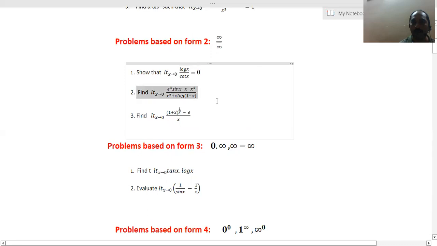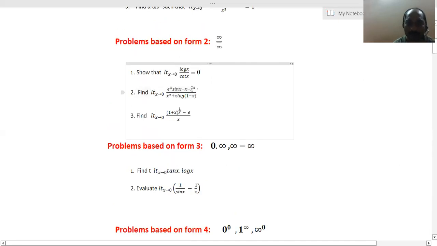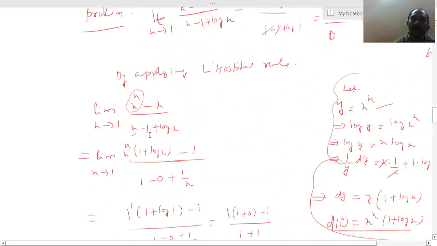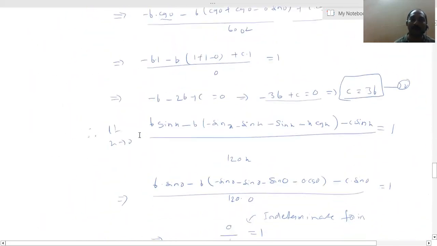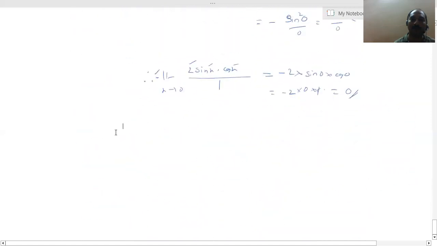Next problem. The other two problems we can do in any manner. Any manner means that if it appears as 0 by 0 or infinity by infinity, then we must apply the L'Hospital rule. Otherwise, you can substitute the expression value, meaning Taylor series expansion. For example, try the first problem and second problem yourself as homework.